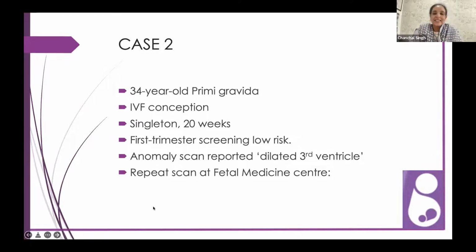Yes. These are the only benign brain findings, I would say. Right. So coming to the next case, a 34-year-old primigravida. This was an IVF conception for unexplained infertility. Again, a singleton pregnancy at 20 weeks.